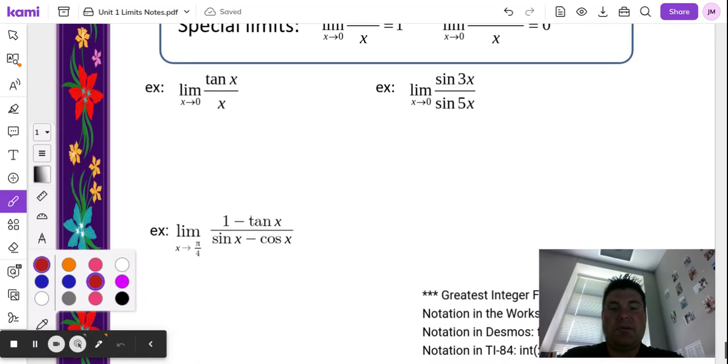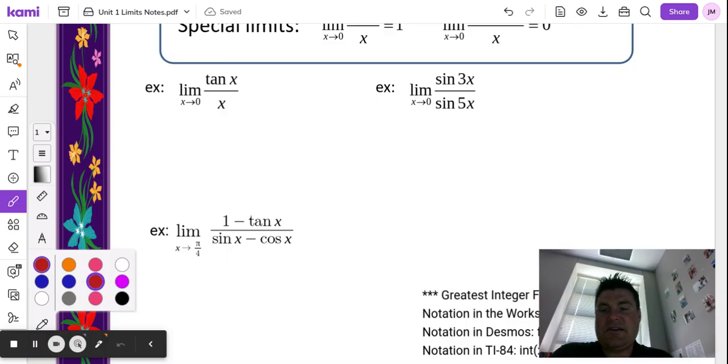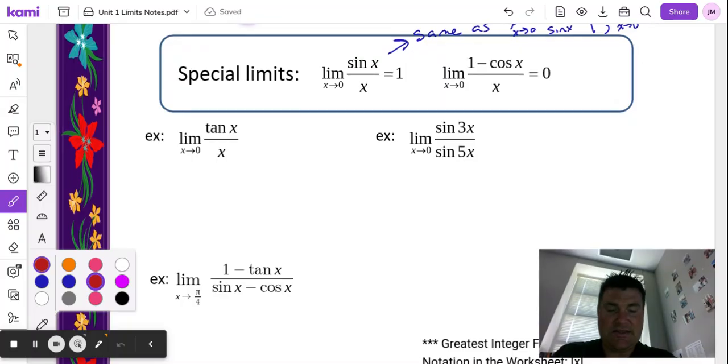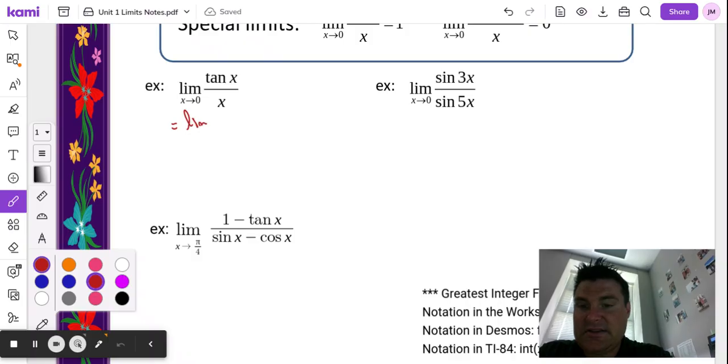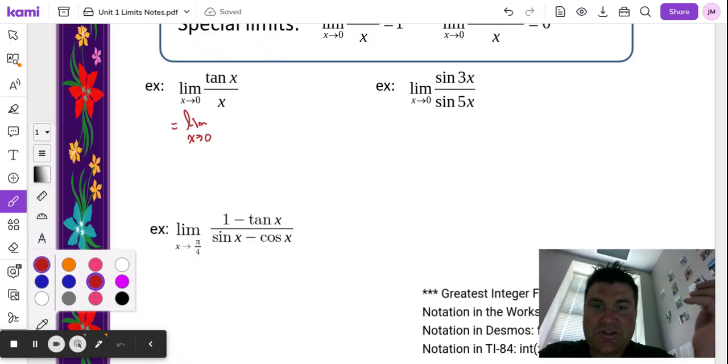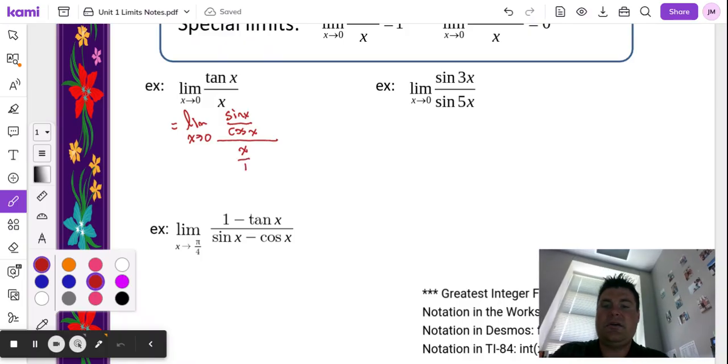So let's go down to these problems right here, and let's go ahead and tackle them. I have tangent of x over x, so let's find the limit as x approaches 0 of that. What we want to do here, big hint, is just rewrite tangents or anything else into sine over cosine so that we can utilize these special limits. So I'm going to rewrite this as the limit as x approaches 0, and tangent, if you remember, is sine over cosine. So it's sine of x over cosine of x, all over x, technically over 1. So I have a fraction dividing a fraction here.